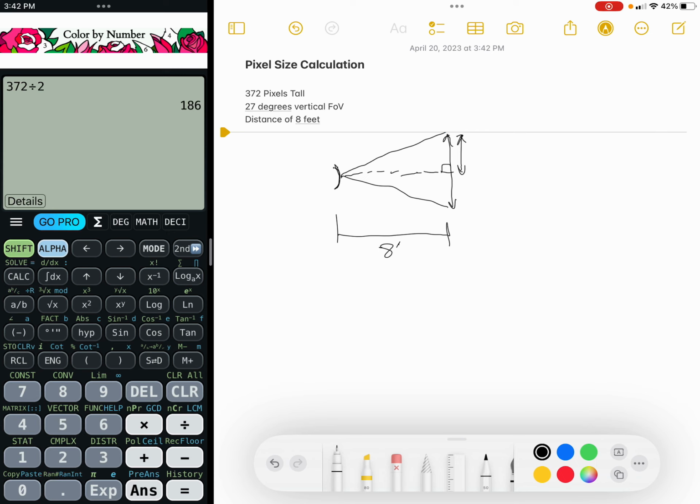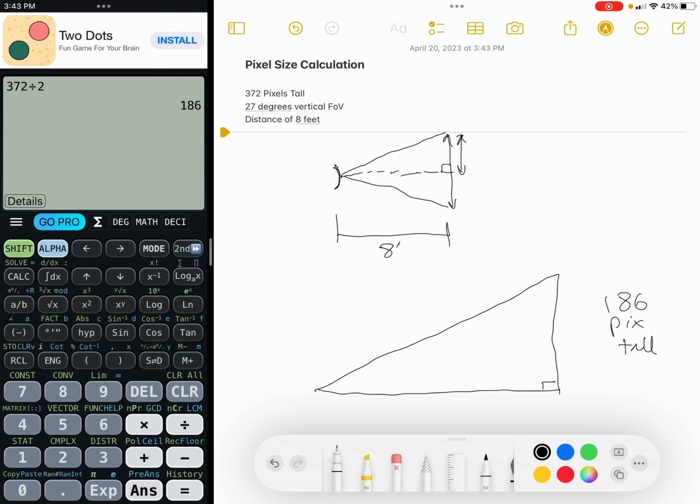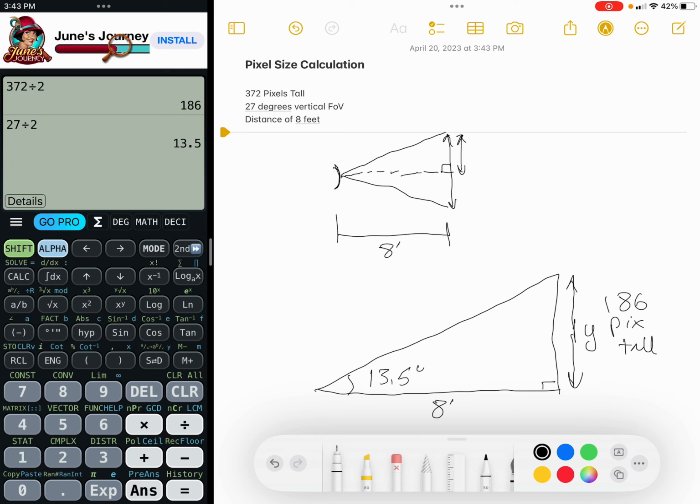So I'm going to draw this triangle a little bit bigger here. This is 186 pixels tall, and our distance is 8 feet, and we need to find out what the height of each pixel is. So we have to find out what this height is here, and we'll call that y for height. Our angle is half of the total angle. Our total vertical field of view is 27 degrees, so if we divide that in half, that gives us an angle here of 13.5 degrees.